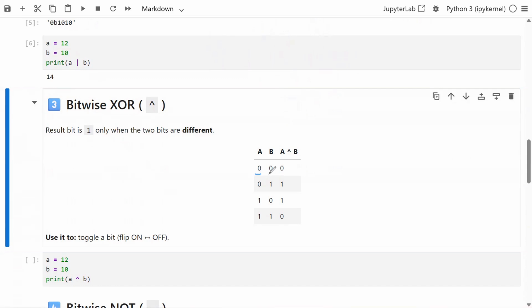See here, A and B both are same, so A XOR B is 0. Both are same, 0. Both are same, 0. Both are not same, 1. Both are not same, 1.